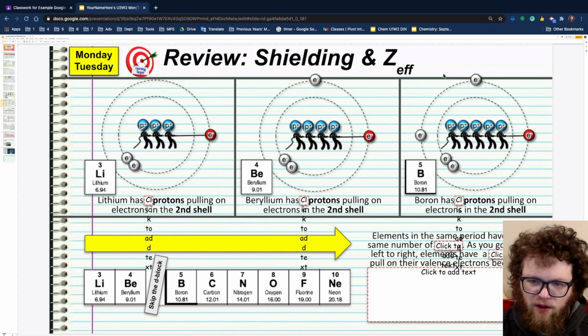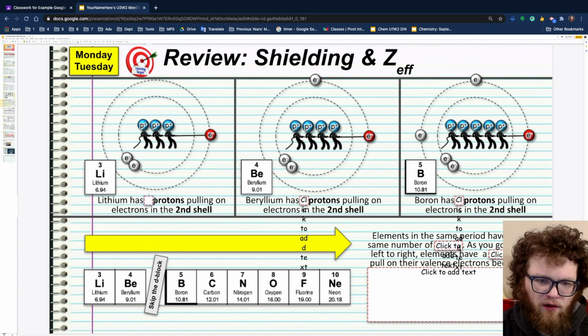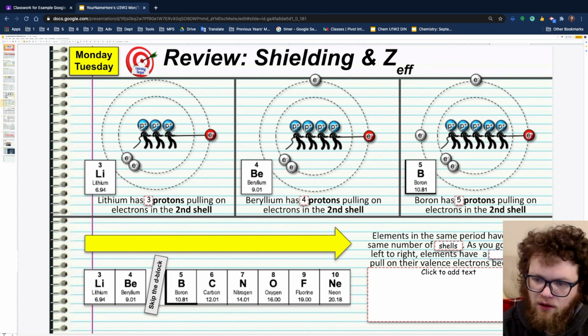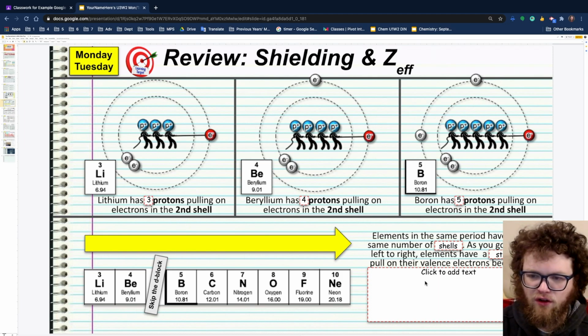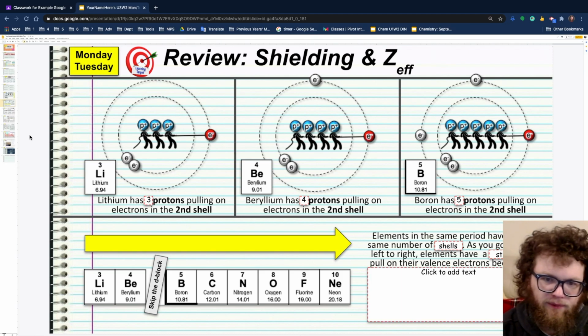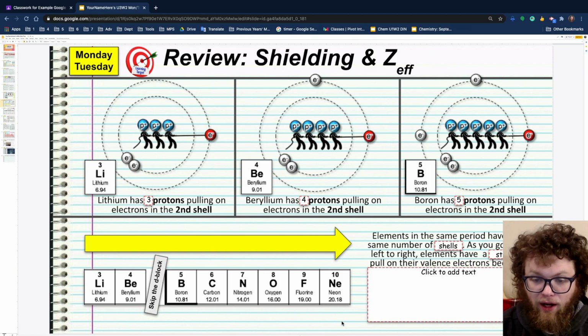It's another review of shielding and effective nuclear force. So lithium has blank protons pulling on electrons in the second shell. Well, there are 3 protons there. Beryllium has 4 protons pulling on electrons in the second shell, and boron has 5 protons pulling on electrons in the second shell. Elements in the same period have the same number of shells. As you go from left to right, elements have a stronger pull on their valence electrons because why? Look at the pattern and explain why. Pause the video now and explain why.